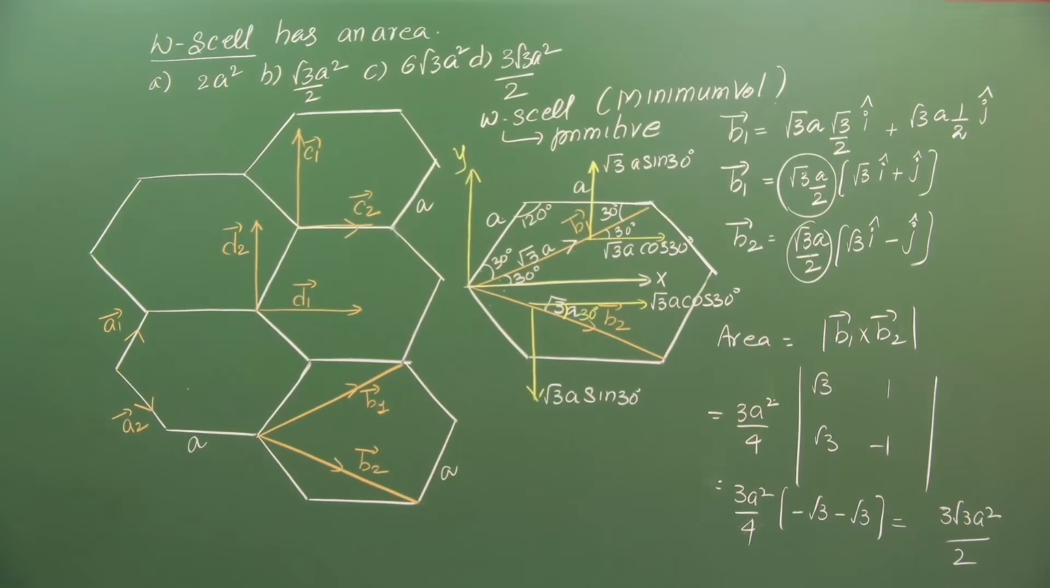I think you got 3 root 3 a square by 2. Ready? Calculate ready? Just a common factor is there, multiply both, 3a square by 4 and after that root 3 times 1, root 3 times minus 1, that is 3 root 3a square by 2, that is the area of the Wigner-Seitz cell. And this is not based on the reciprocal lattice. Next question, this was from one year's CSIR, next year. Ready? Still anyone is copying?